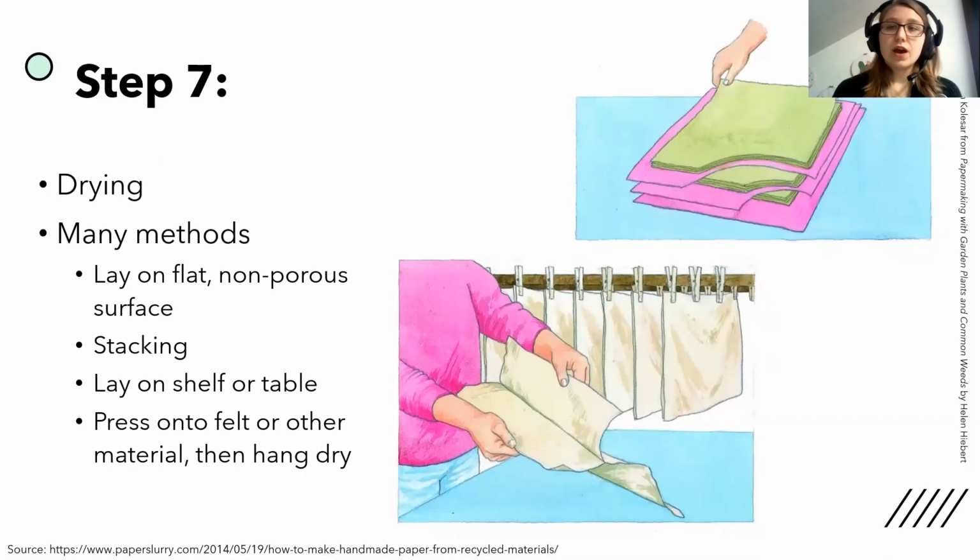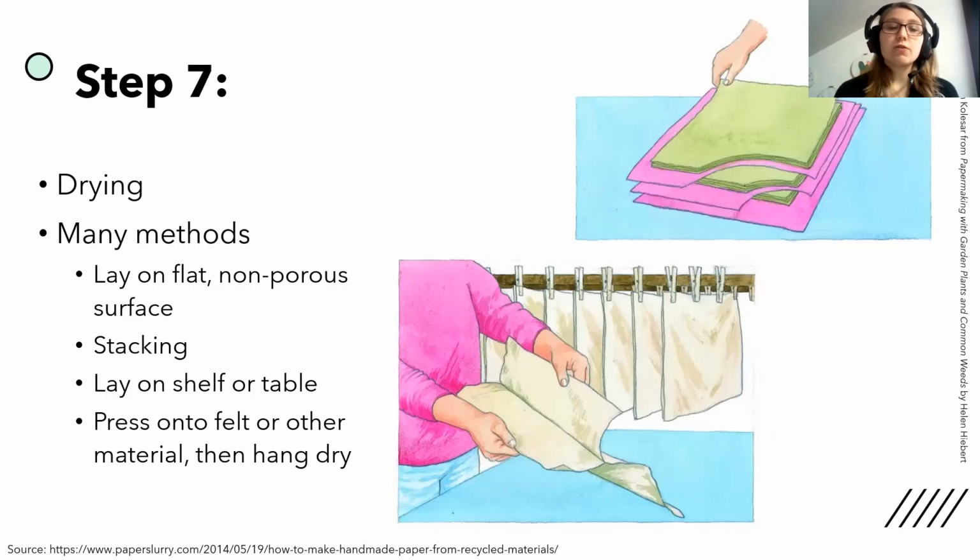So once you've pressed it, then you can start drying it. Again, there's a lot of different methods for this. One of them is that you can just lay it on a flat surface. If you want the pages to be more flat, they recommend using a non-porous surface such as glass, like putting them on a window or plexiglass and pressing it down firmly so that it sticks to that surface. That's going to help keep it from crinkling up.